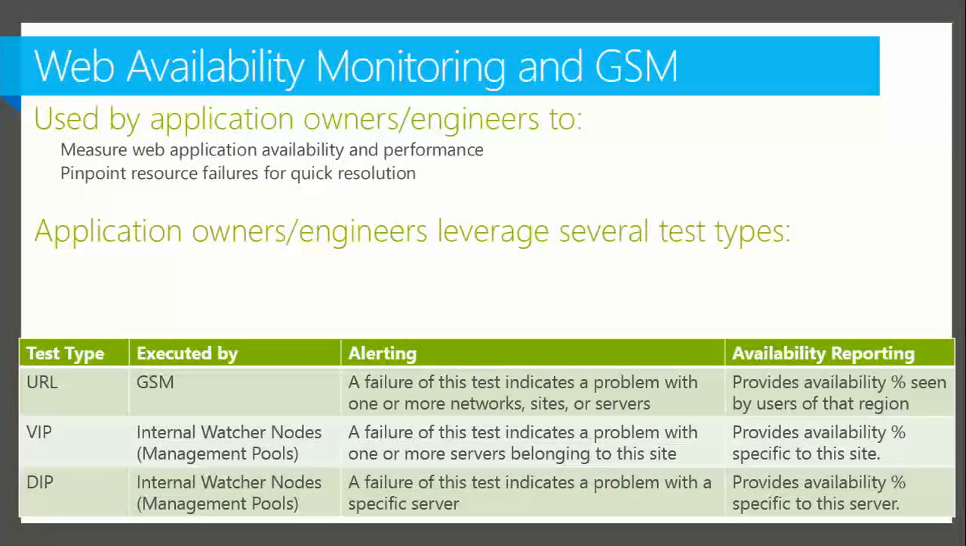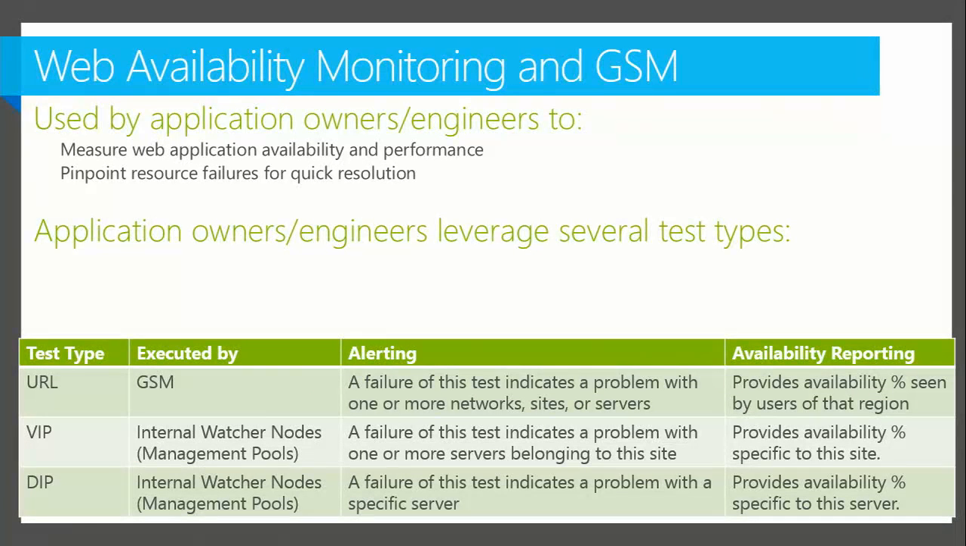With web availability monitoring, this really has given our engineers the power to create monitors that can test one or more URLs within that monitor and understand the availability as well as base performance of the web page. Our engineers typically will create one of three types of tests. They'll either create a URL test, which they'll typically execute from GSM, and they're wanting that outside-in functionality.